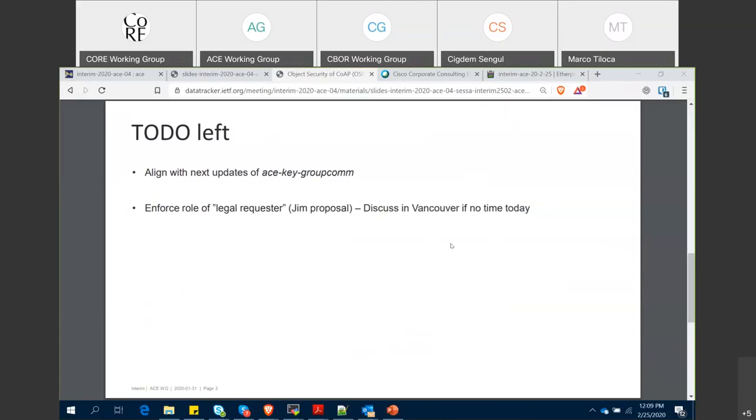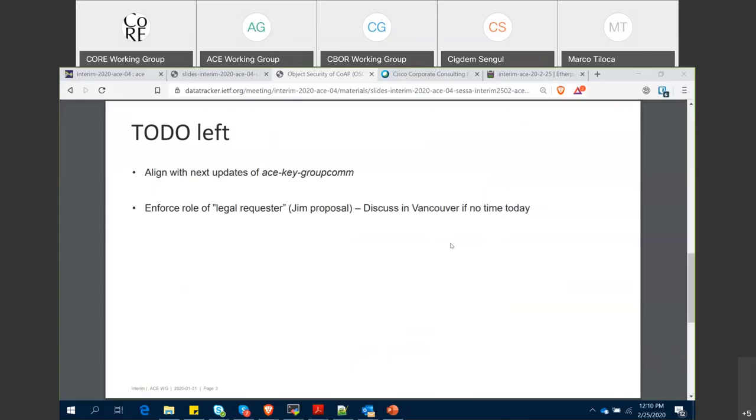Yeah, as a to-do, other than keeping this aligned for the remaining changes in ASCII.com that I mentioned in the previous presentation, Jim had request proposals in his review about thinking of enforcing the role of legal requester. So if I understand correctly, something that can be signaled in the public key of this requester to indicate to the other group members that this sender is a legal requester, so that the other nodes really have to reply to requests coming from this sender and cannot ignore them.